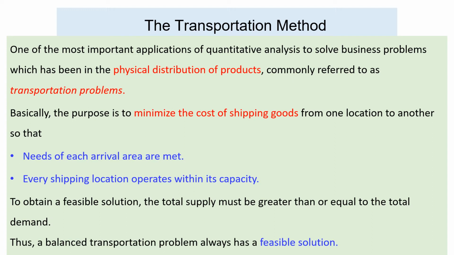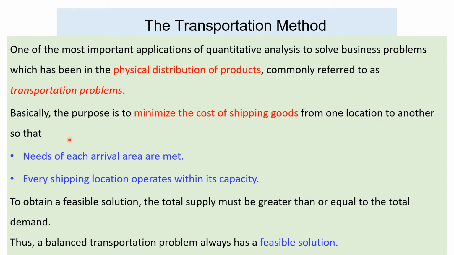One of the most important applications of quantitative analysis is to solve business problems involving the physical distribution of products, commonly referred to as transportation problems. As we know, quantitative analysis has different applications, and one of them is in the area of transportation problems. Basically, the purpose is to minimize the cost of shipping goods, or the cost related to transportation from one location to other locations.